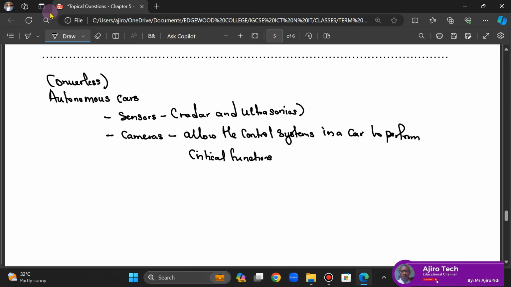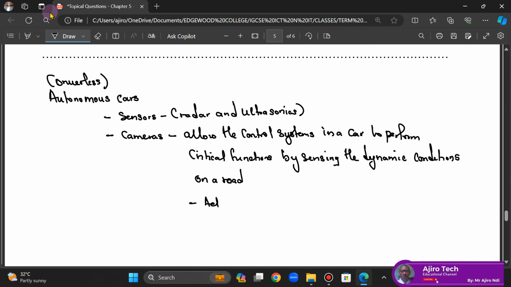Together with the sensor, by sensing the dynamic conditions on a road. So invariably, the cameras act as what? The eyes and ears of the car.